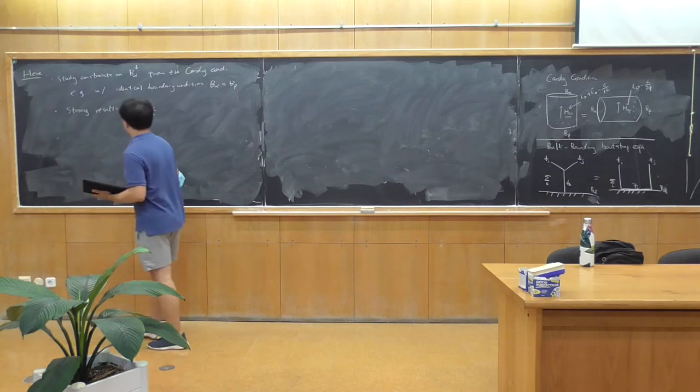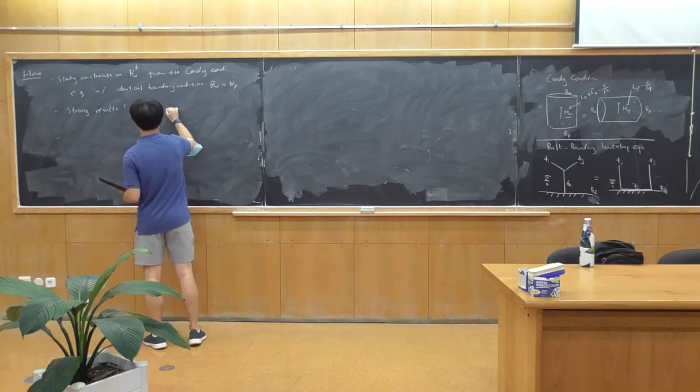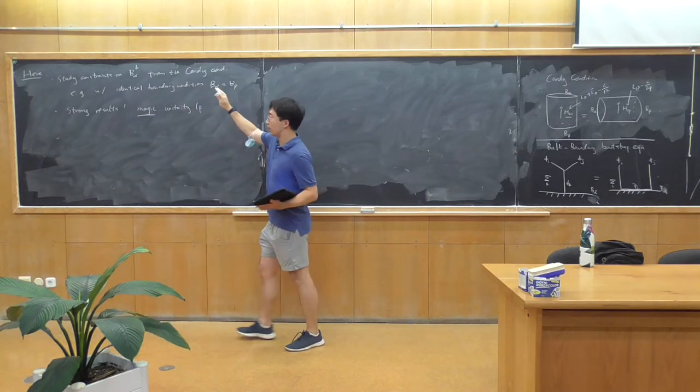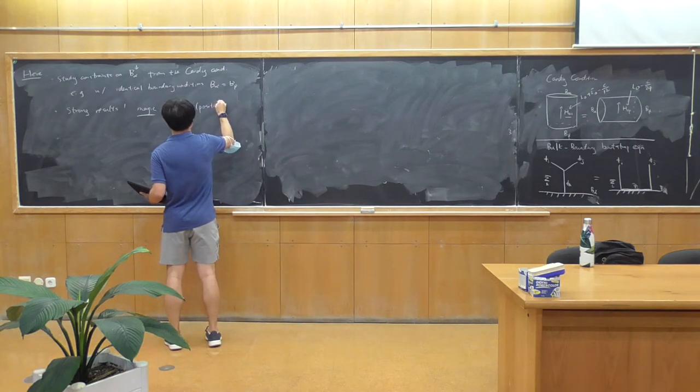All right, so we'll find very strong results, as will be explained. And the magic, of course, as you all know, is coming from unitarity. This is a crucial point that I wrote in the beginning, or in other words, the positivity, reflection positivity.